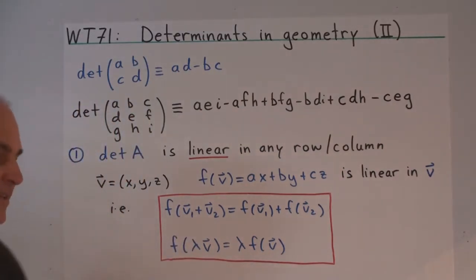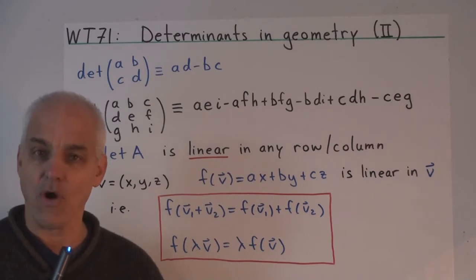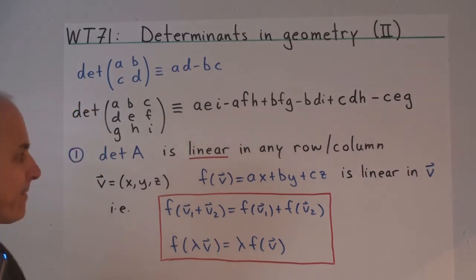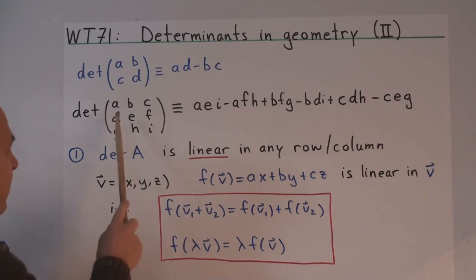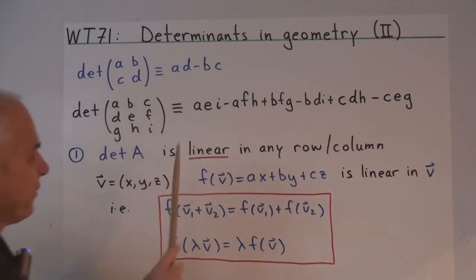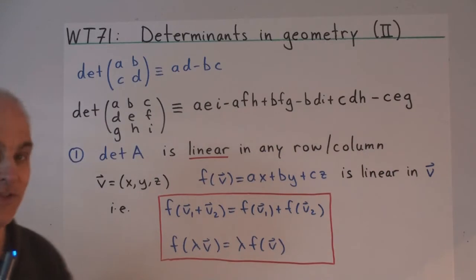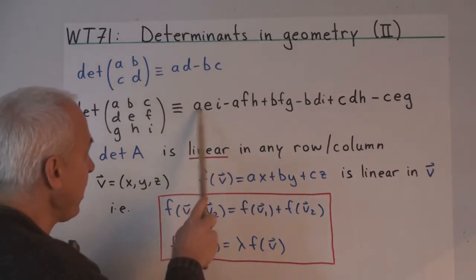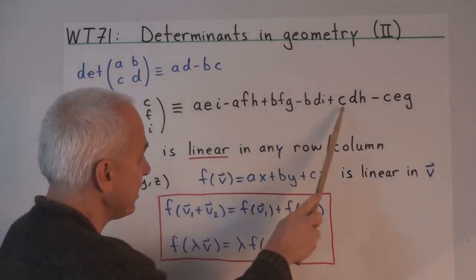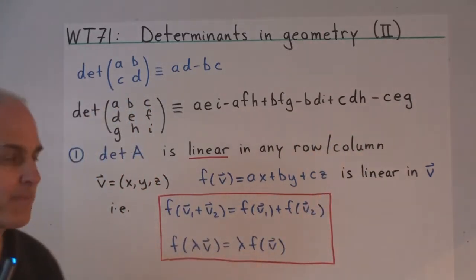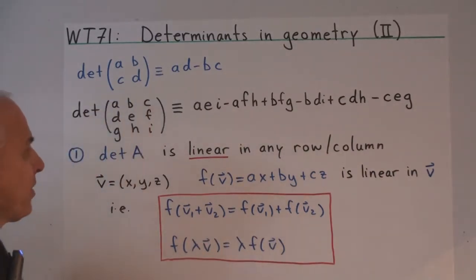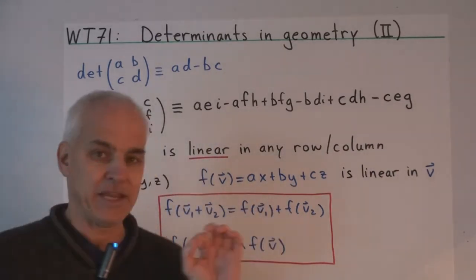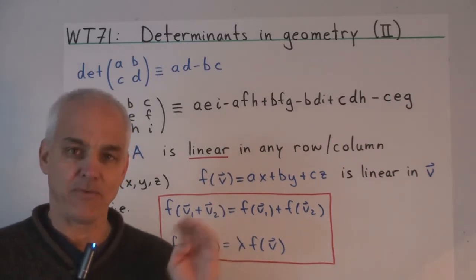The first is that it's a linear function in any row or column. What does that mean? Well, suppose, for example, that we just had a look at how it depends on the first row, A, B, and C. So if we just look in this expression, where are there A's, B's, and C's? There's an A there, an A there, a B there, a B there, a C there, a C there. So each term has exactly one element from that first row, and that element is just appearing linearly, just by itself, not raised to any power.